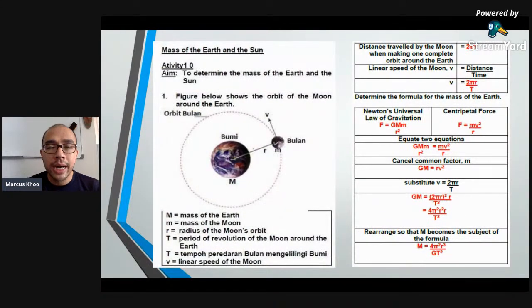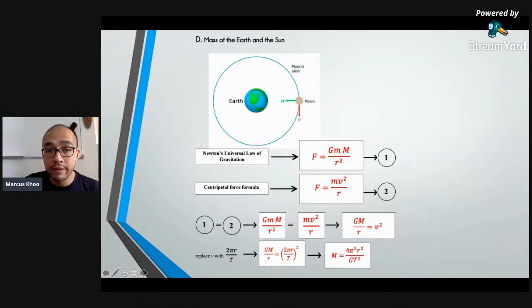Now we come to this last part. Now that we know the formula for centripetal force, we have these two very big formulas that Newton proposes to us. Number one is Newton's universal law of gravitation, F equals GMm over r squared. Secondly, we also know that anything that is moving in circular motion, being pulled towards the center, experiences a centripetal force, which is F equals mv squared over r.